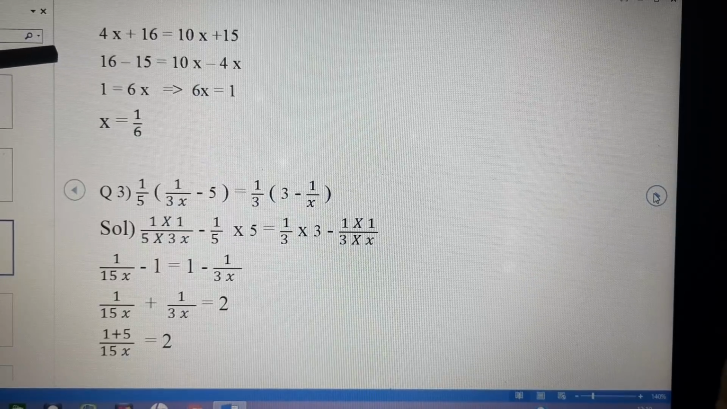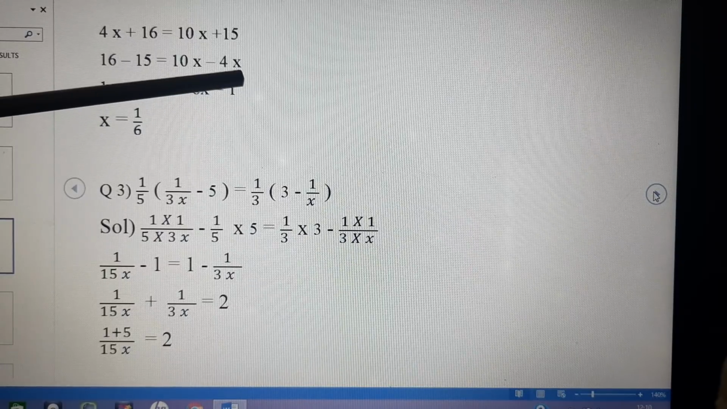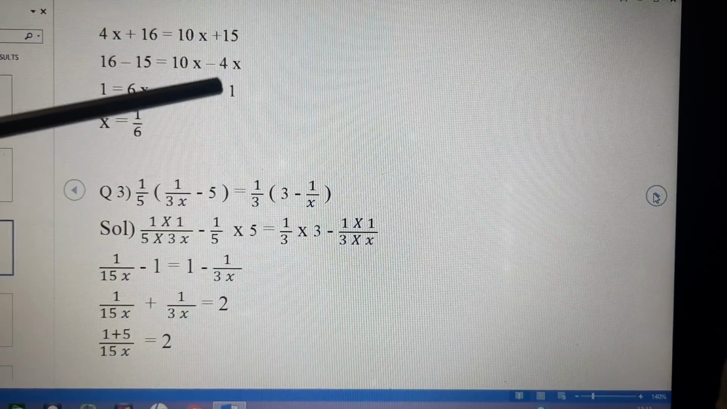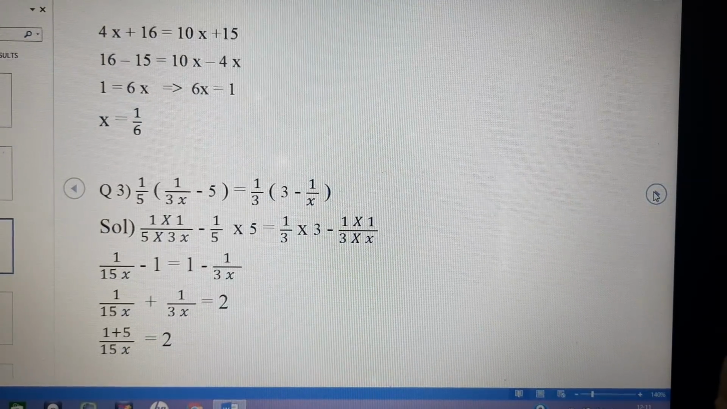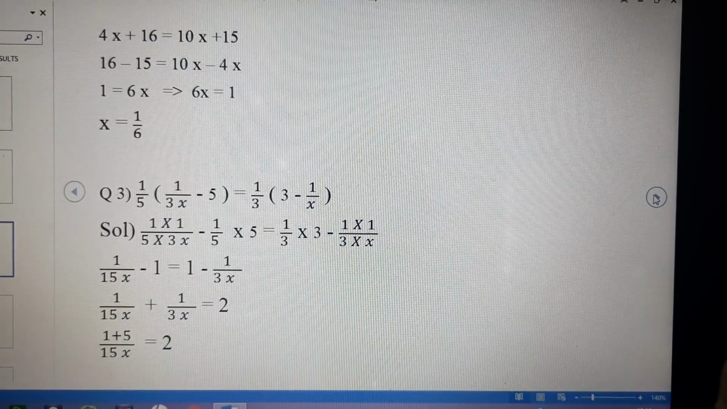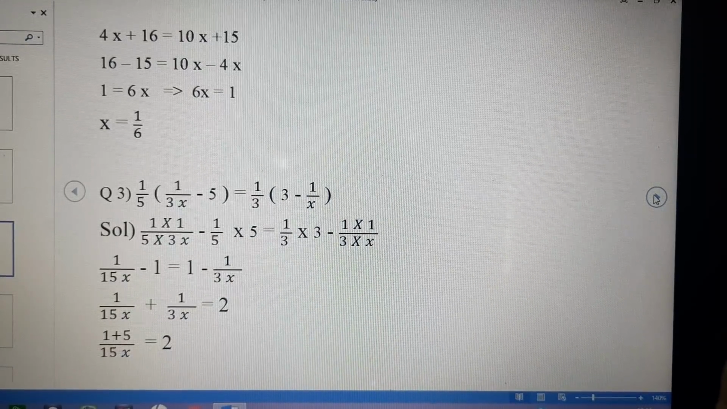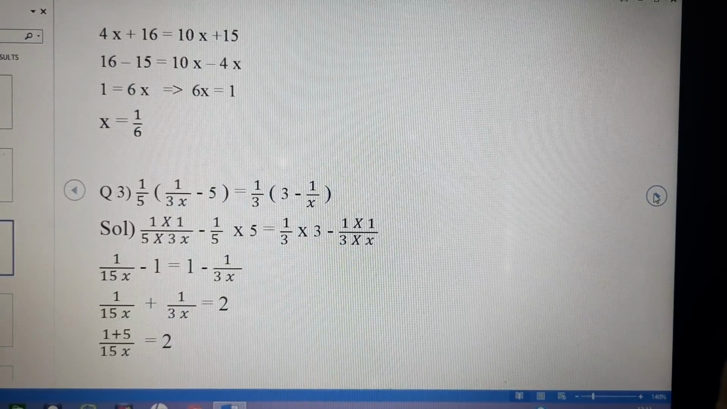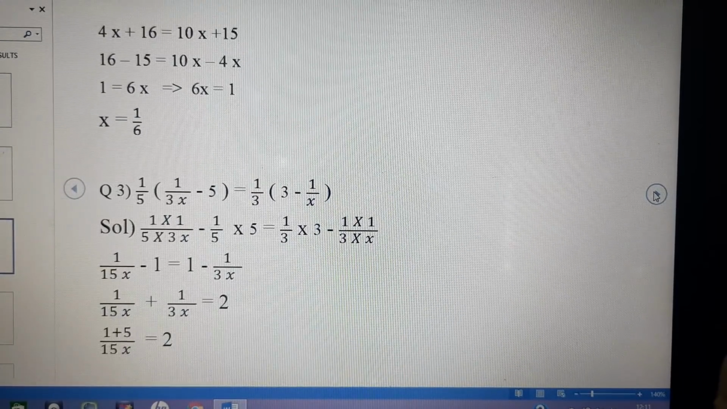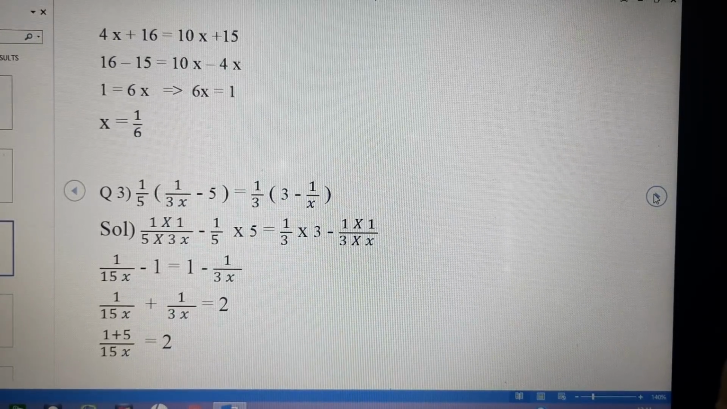Being positive is very, very important. So 4x will be transferred to the other side as minus 4x, and 10x minus 4x we'll have 6x here. 16 was already here, 15 will be brought to LHS, and plus 15 becomes minus 15. So we'll have 1. 1 is equal to 6 into x. 6 into x, 6 will be transferred to the other side. It is in multiplication, so it will go in division, or we can say it becomes the denominator. So x will be equal to 1 upon 6.